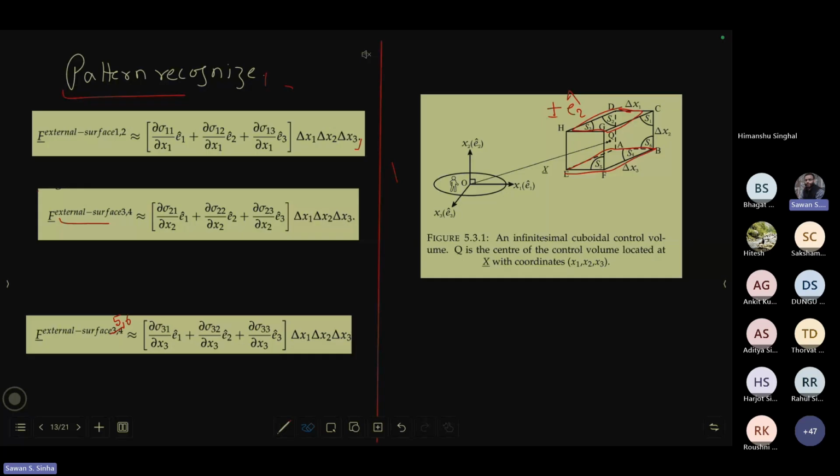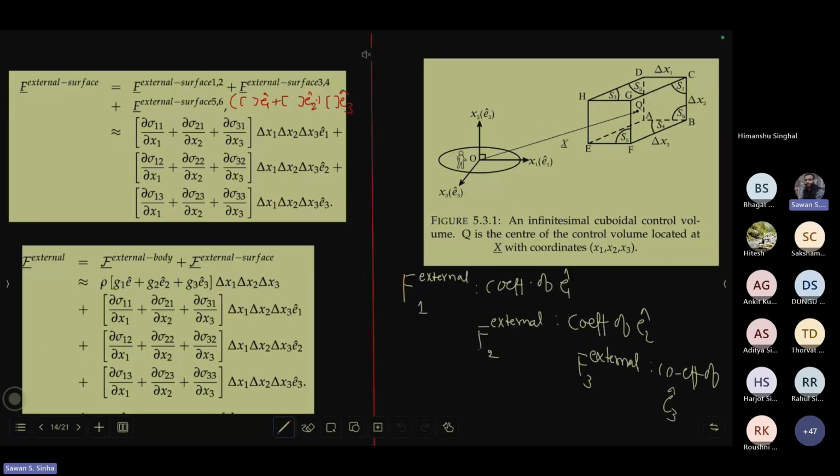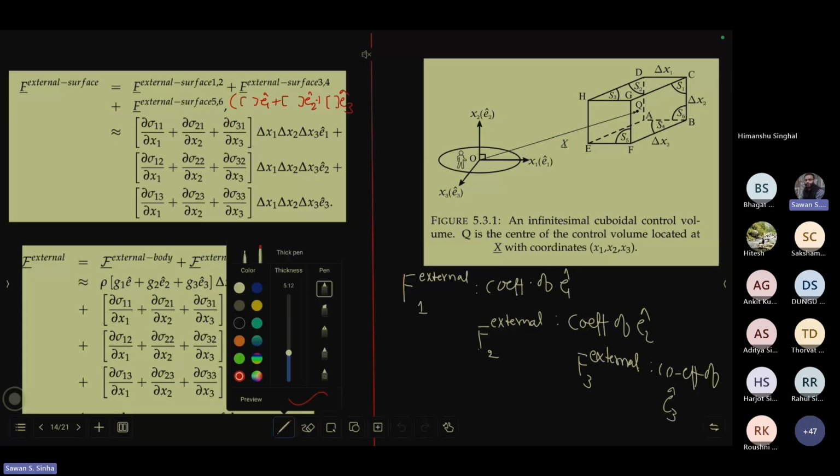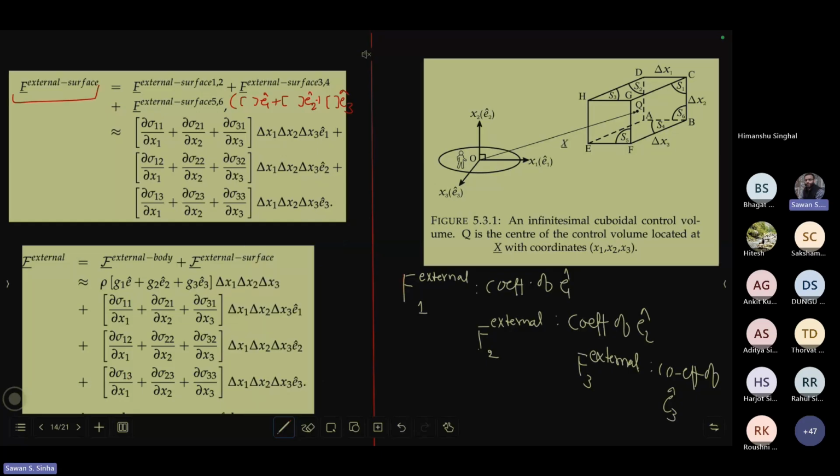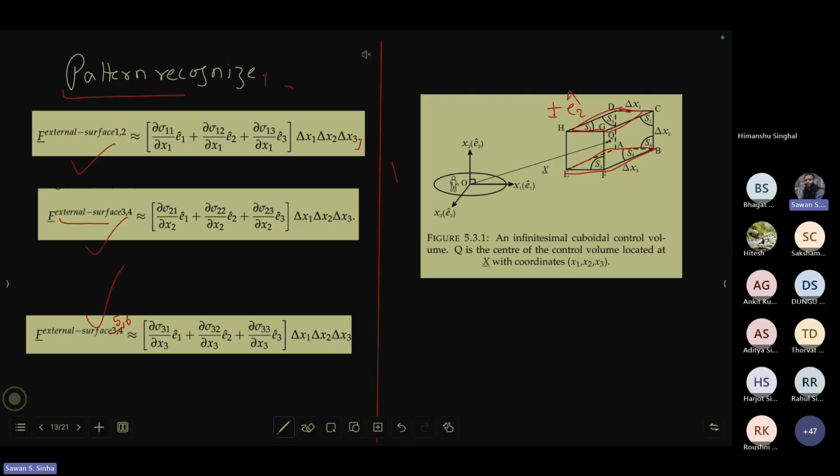So now we are in a position to assemble the entire external surface force, which is the same expression as the sum of these three things. I'm going to add them up. Six surfaces contribute in total the sum of all these forces. So I will have 9 terms. Each one of them has components along E1, E2, E3.